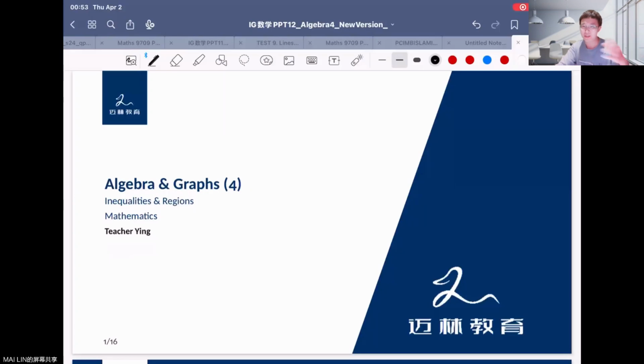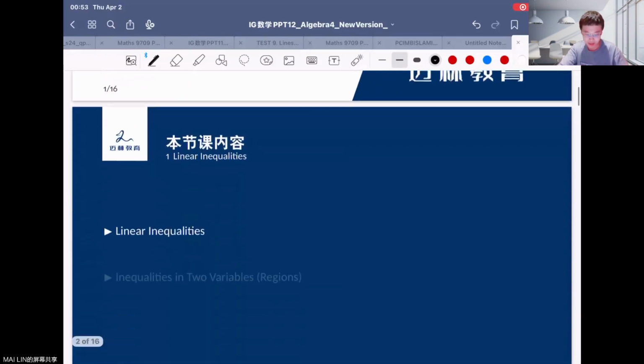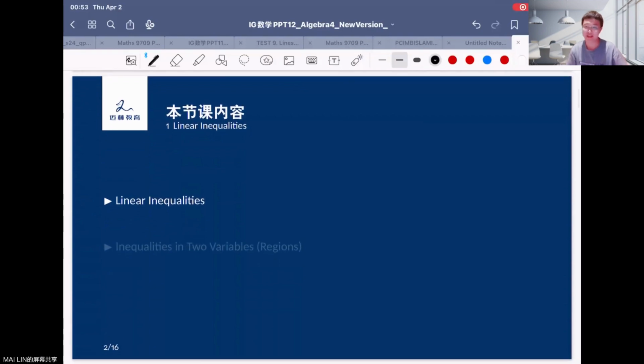Hello guys, today our topic is about algebra and graphs. This is the first lesson of algebra, and the first topic is linear inequalities. Last lesson we already learned about linear equations, but what about linear inequalities?